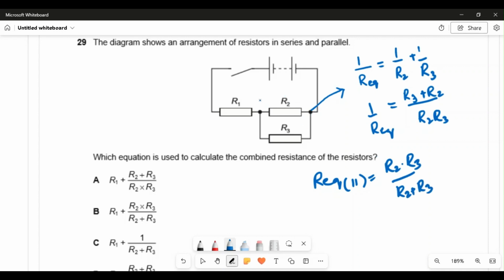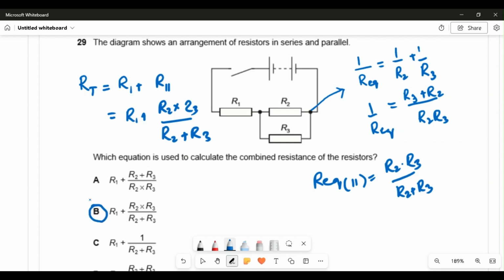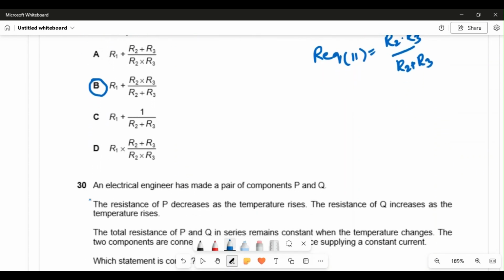Now this is in series with R1, so the total equivalent resistance for the circuit will be equal to R1 plus R parallel. So this gives R1 plus R2 times R3 over R2 plus R3. So this is option B, R1 plus R2 times R3 over R2 plus R3. The rest of the other options are wrong.